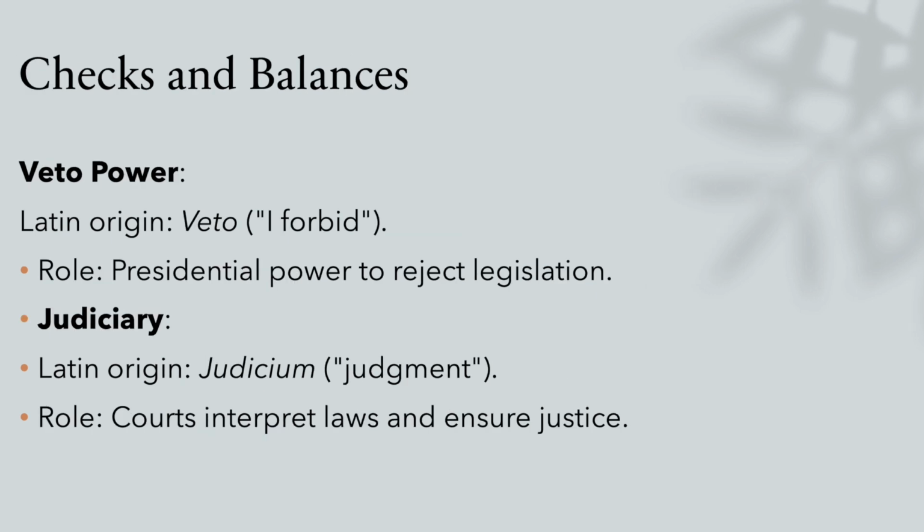One of the most critical features of American government is the system of checks and balances. The veto power is a perfect example of this. The word veto comes from the Latin veto, for I forbid. It's the power of the president to reject legislation passed by Congress, ensuring that every branch of government remains sufficiently powerful.